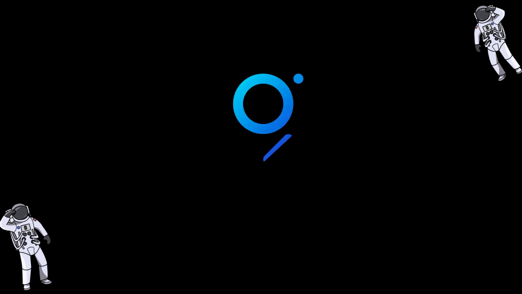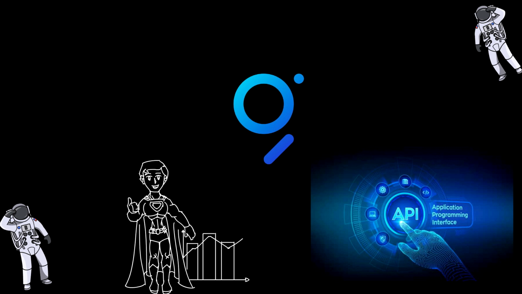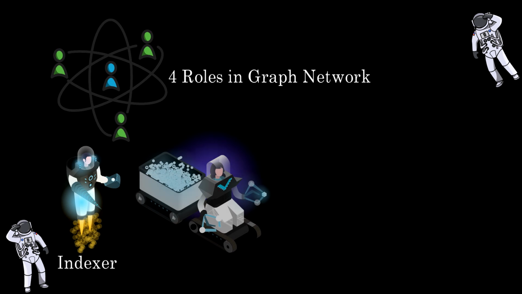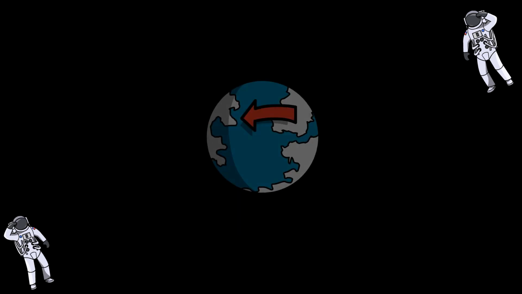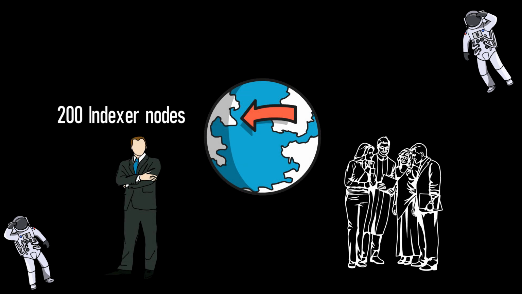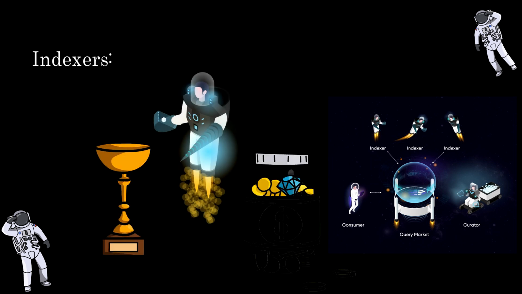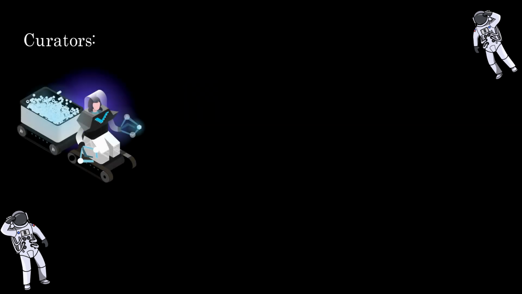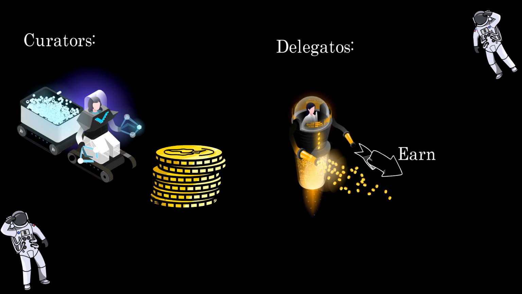The Graph was born from this vision, to create immutable APIs and data access, using the GraphQL query language. There are four roles in the Graph network: indexers, curators, delegators, and consumers. The Graph has a global community, including over 200 indexer nodes in the testnet and more than 2,000 curators. Indexers earn indexing rewards and query fees, while curators earn a portion of query fees for the subgraphs they signal on. Delegators earn a portion of income earned by the indexer they delegate to.